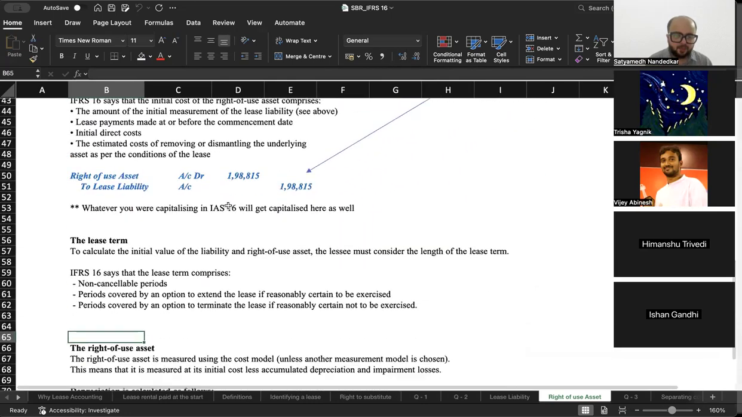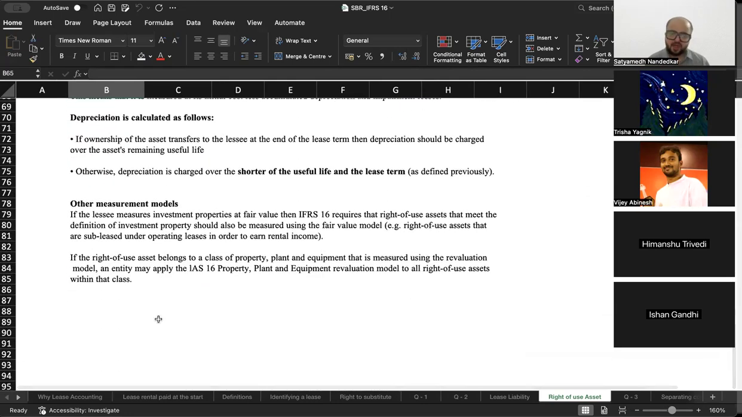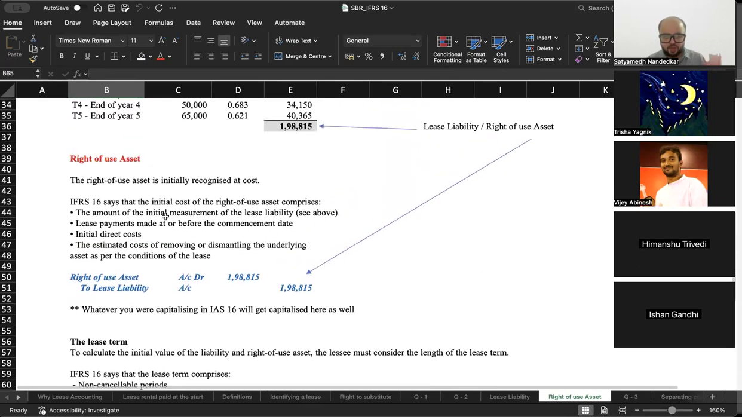Okay. Now, if the lessee measures investment properties at fair value, then IFRS 16 requires that right of use assets that meet the definition of investment property should also be measured using the fair value model. Otherwise, most right of use assets are measured at cost, and we know what is cost. It is the total of these four items.